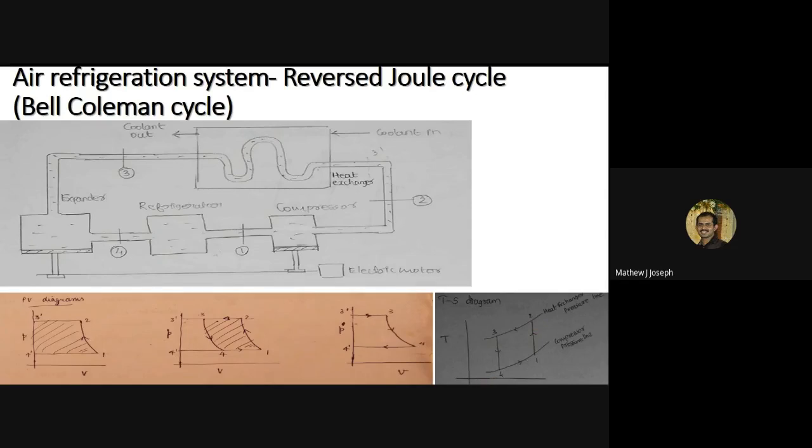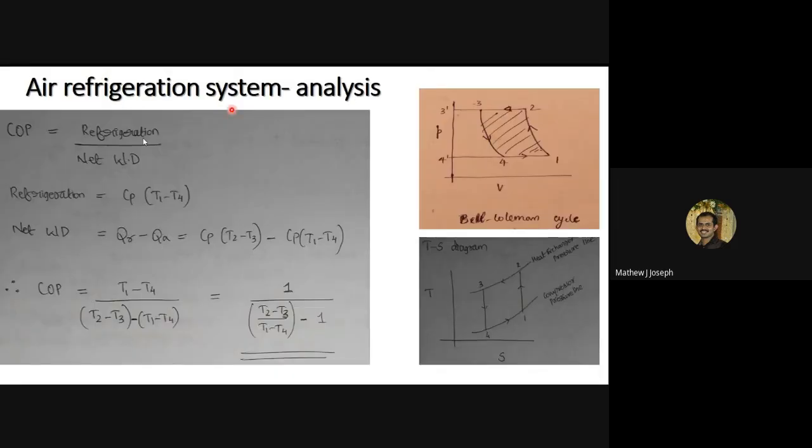Now the next step in our analysis will be trying to find out the COP, or coefficient of performance, of our air refrigeration system. Okay, so now let us try to find out the coefficient of performance. How is the COP defined? It is the refrigeration effect divided by the net work done. What is the refrigeration effect? The refrigeration effect is nothing but the heat absorbed from the refrigerator, the heat absorbed from the cold space.